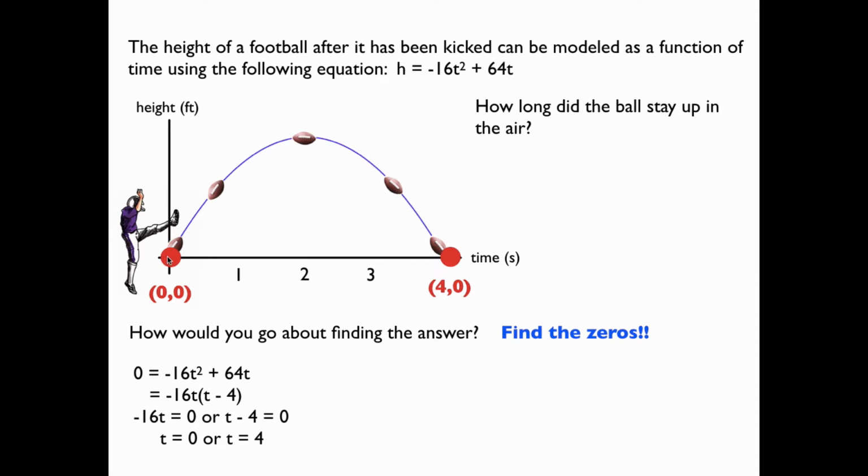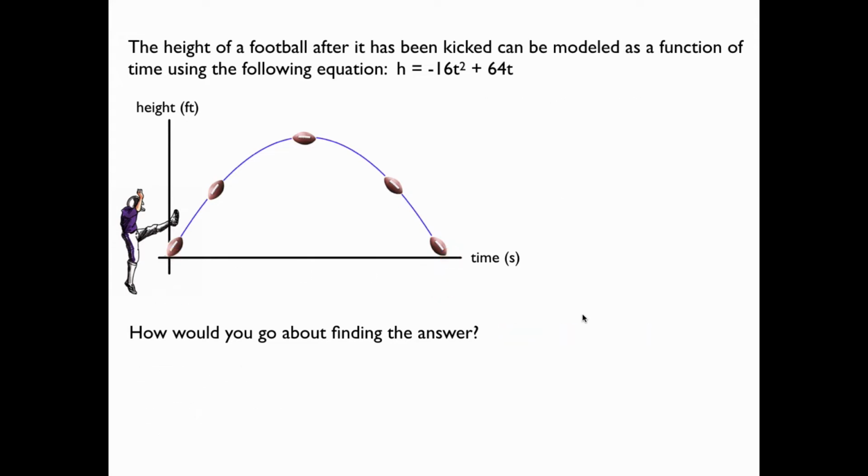So the place on this graph where the output is 0 is when t equals 0 and t equals 4. And that would make sense. So the ball is on the ground when it's kicked, and then it's also on the ground again when it falls back to the earth. And that took 4 seconds. So how long did the ball stay up in the air? That would be, the ball was in the air for 4 seconds. And we found that by finding the zeros of the function. So let's go to our next question.